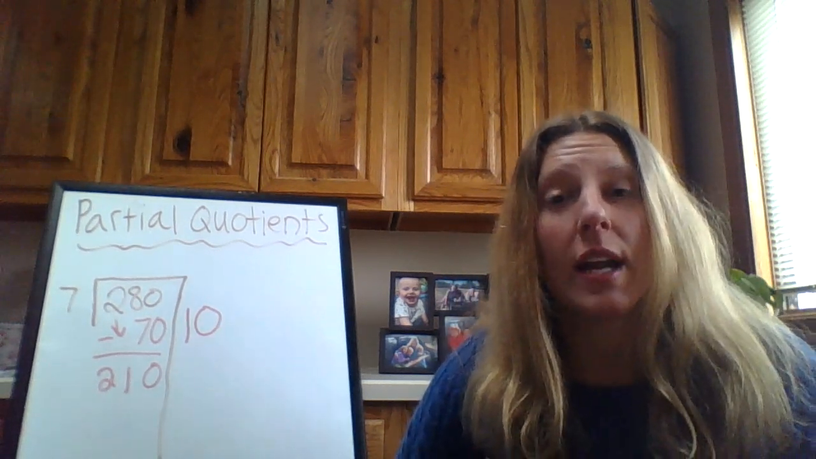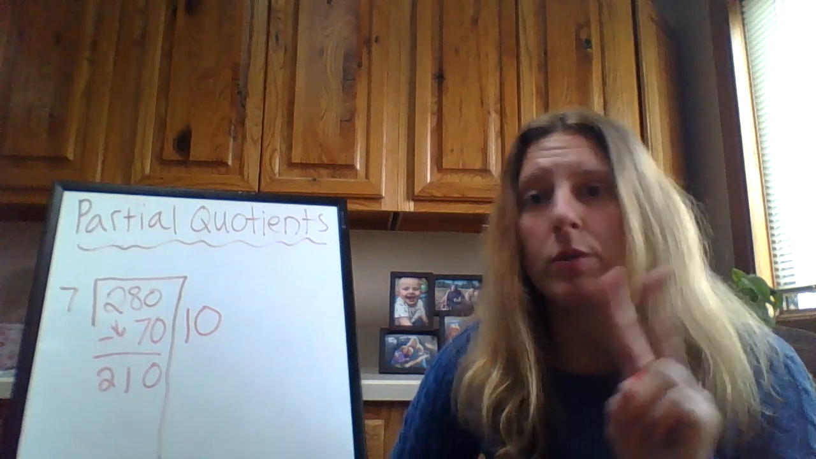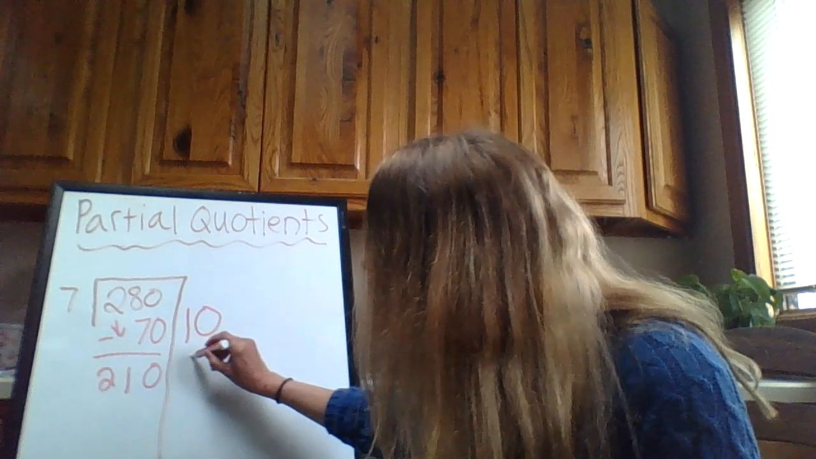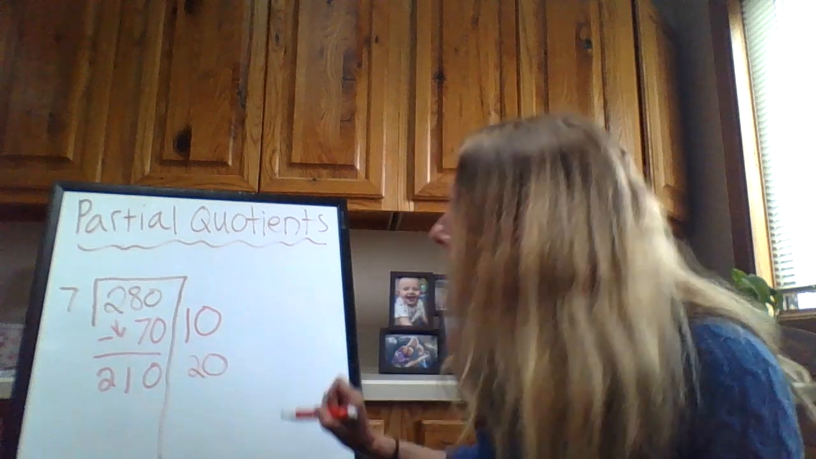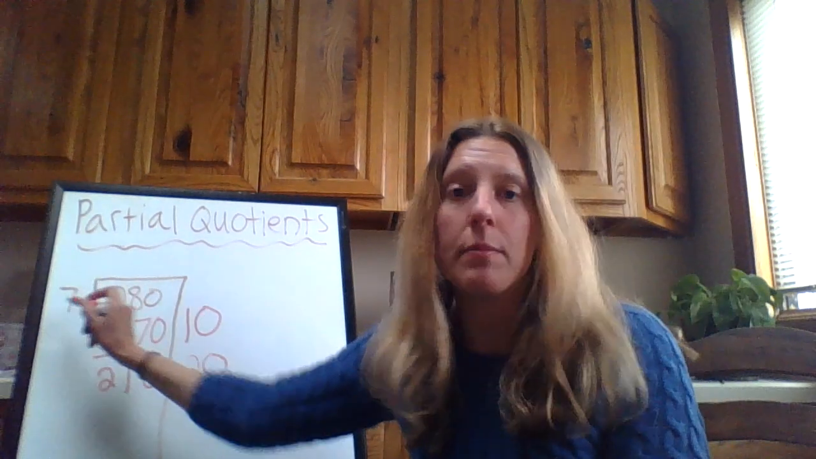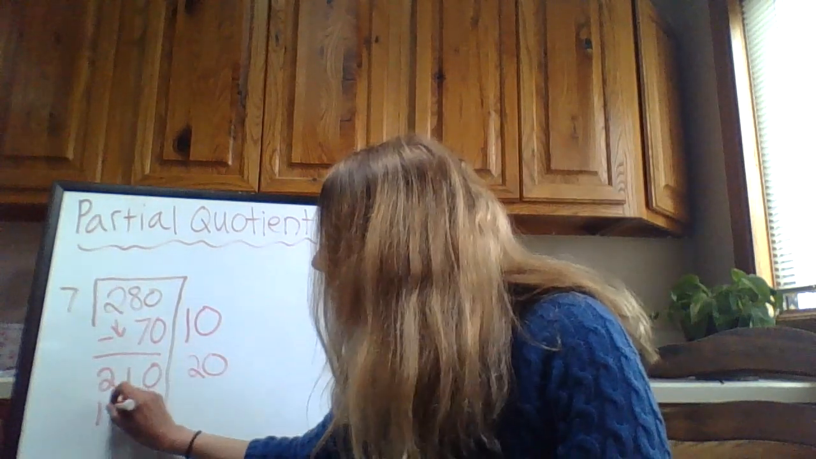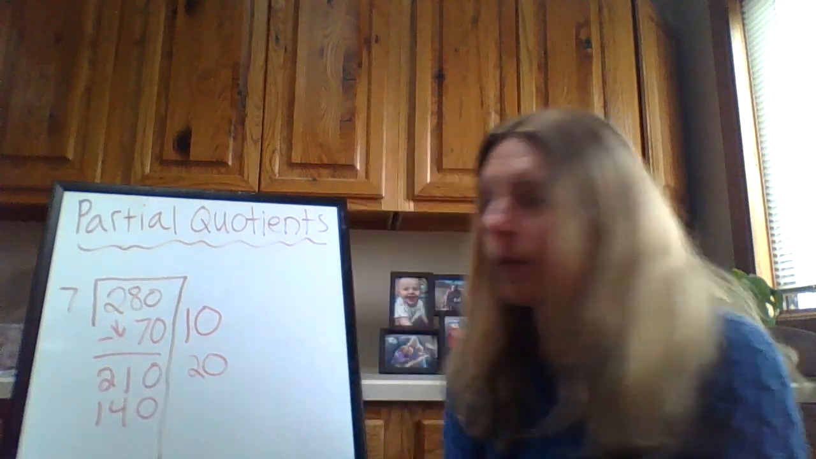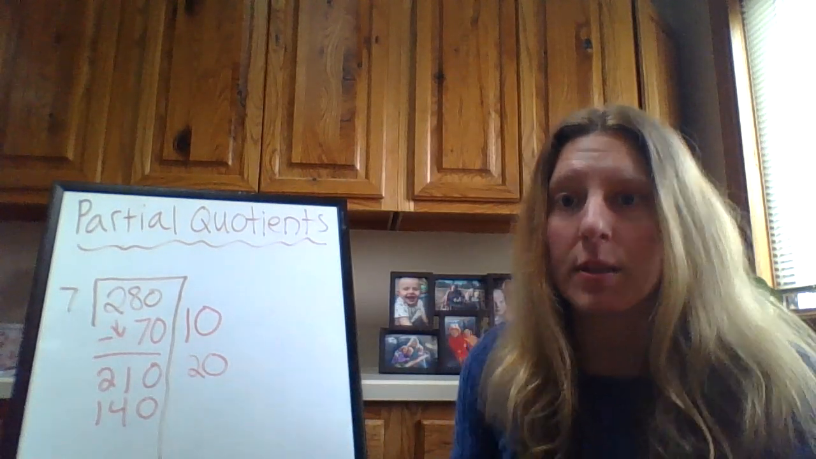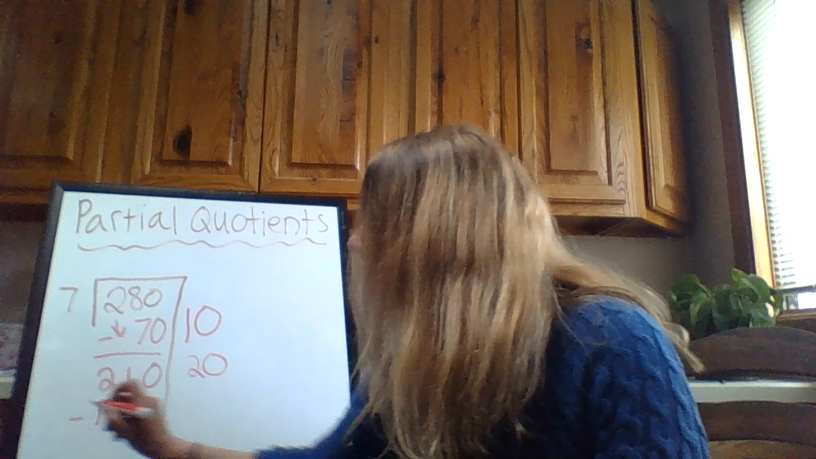Or I could try 20, which would be 2 tens. So if I write 20 here, I can do 2 times 7, which is 14, and add the 0. And again, I'm going to subtract to find the difference.